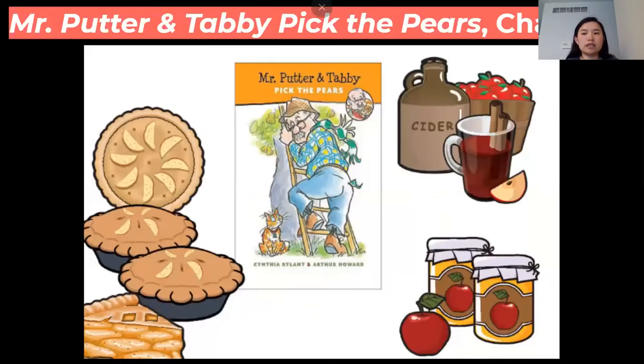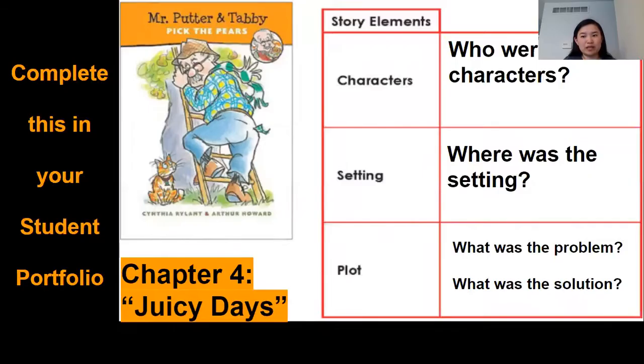Okay, now we are introducing chapter 4. Mr. Putter and Tabby Pick the Pears, chapter 4, Juicy Days. Look at the drawings around. What do you notice? I spy apple pie. I spy cider. I spy a bucket of apples. I spy cinnamon sticks. I spy an apple slice. I spy apple jelly. Wow, that's really cool.